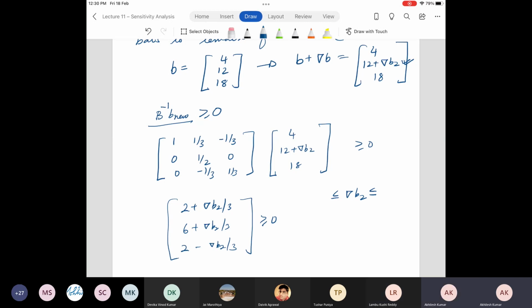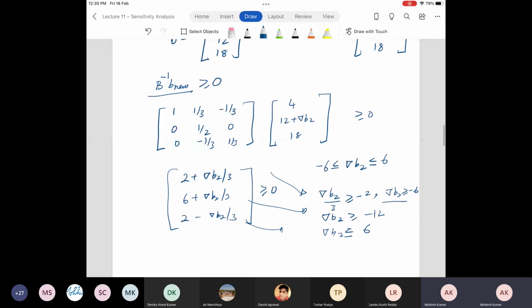Minus 6 to 6, sir. You will get delta B2 between -6 and 6. Let's look at each one of them. Delta B2 by 3 should be greater than or equal to -2, which is delta B2 greater than or equal to -6. From this one, you will get delta B2 greater than or equal to -12. From this one, you will get delta B2 less than or equal to 6. So based on that, corresponding B2, which is right now at 12, any value between 6 and 18 will not change your basis.